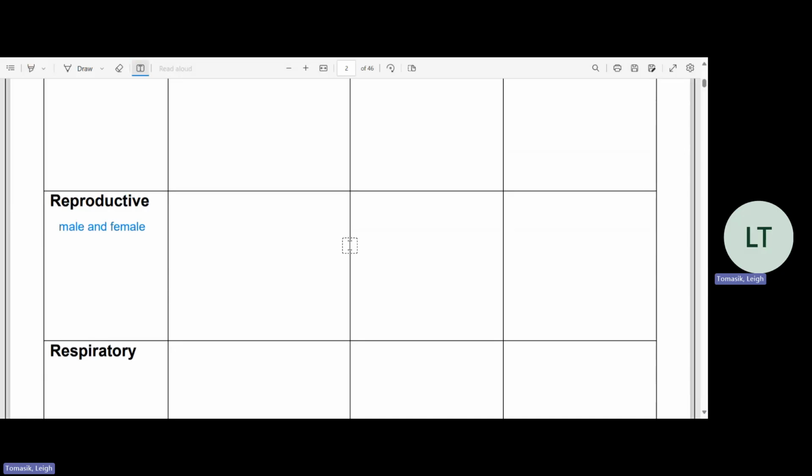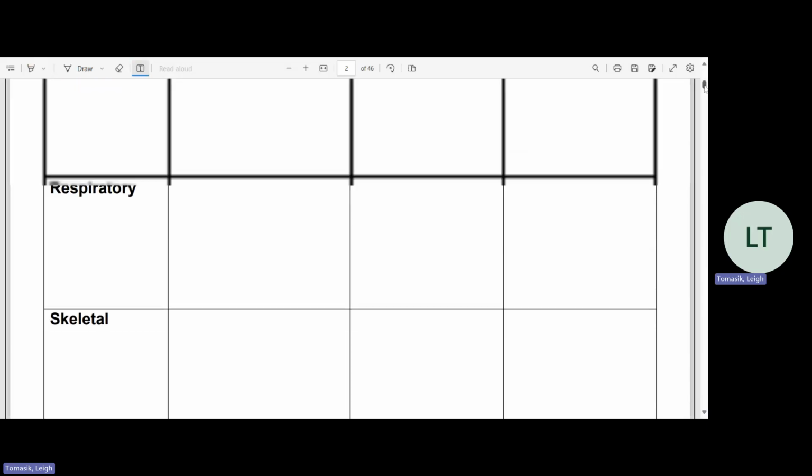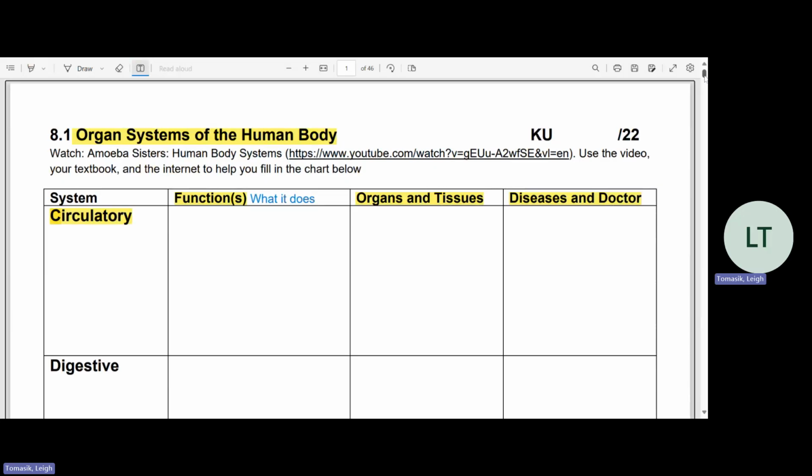Your respiratory system and your skeletal system. So you're going to research these systems and you're going to give me those four basic pieces of information about each one.